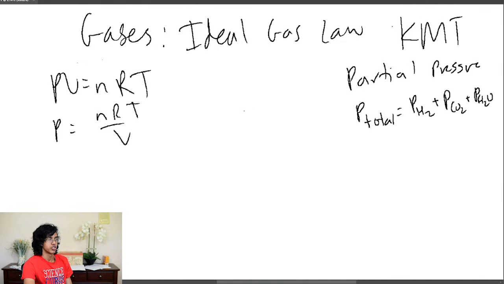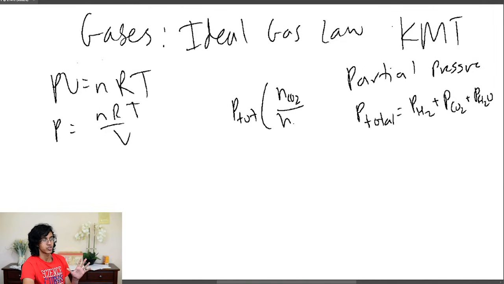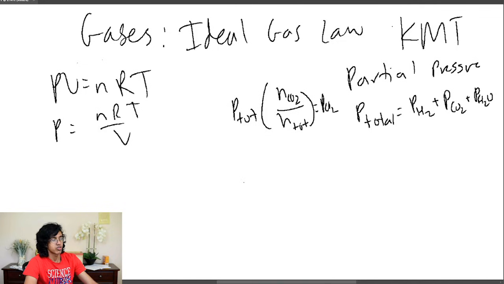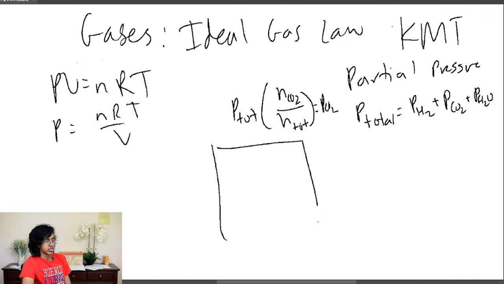So there's basically two types of questions they might ask. They'll give you the total pressure and they'll ask you what is the partial pressure of carbon dioxide. So basically you just multiply by the mole fraction of carbon dioxide, which is nCO2 over n total. And that'll give you PCO2. The other problem they might give you is vapor pressure, so let's quickly explain that.